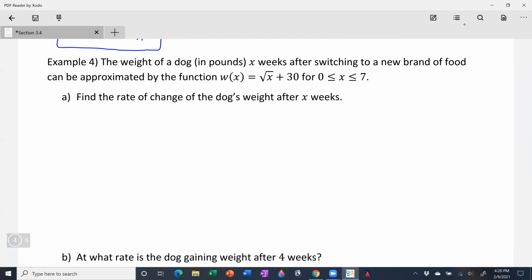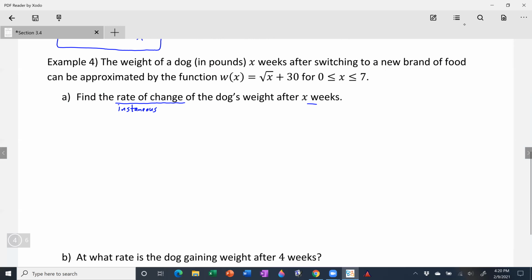Find the rate of change. Okay, remember when it says rate of change, that's instantaneous. Okay, so rate of change, that's instant, unless they use the word average. So from now on, we're assuming that that's instantaneous. After X weeks. So we're not plugging in anything. We're literally just finding the derivative. Okay, so here we go.